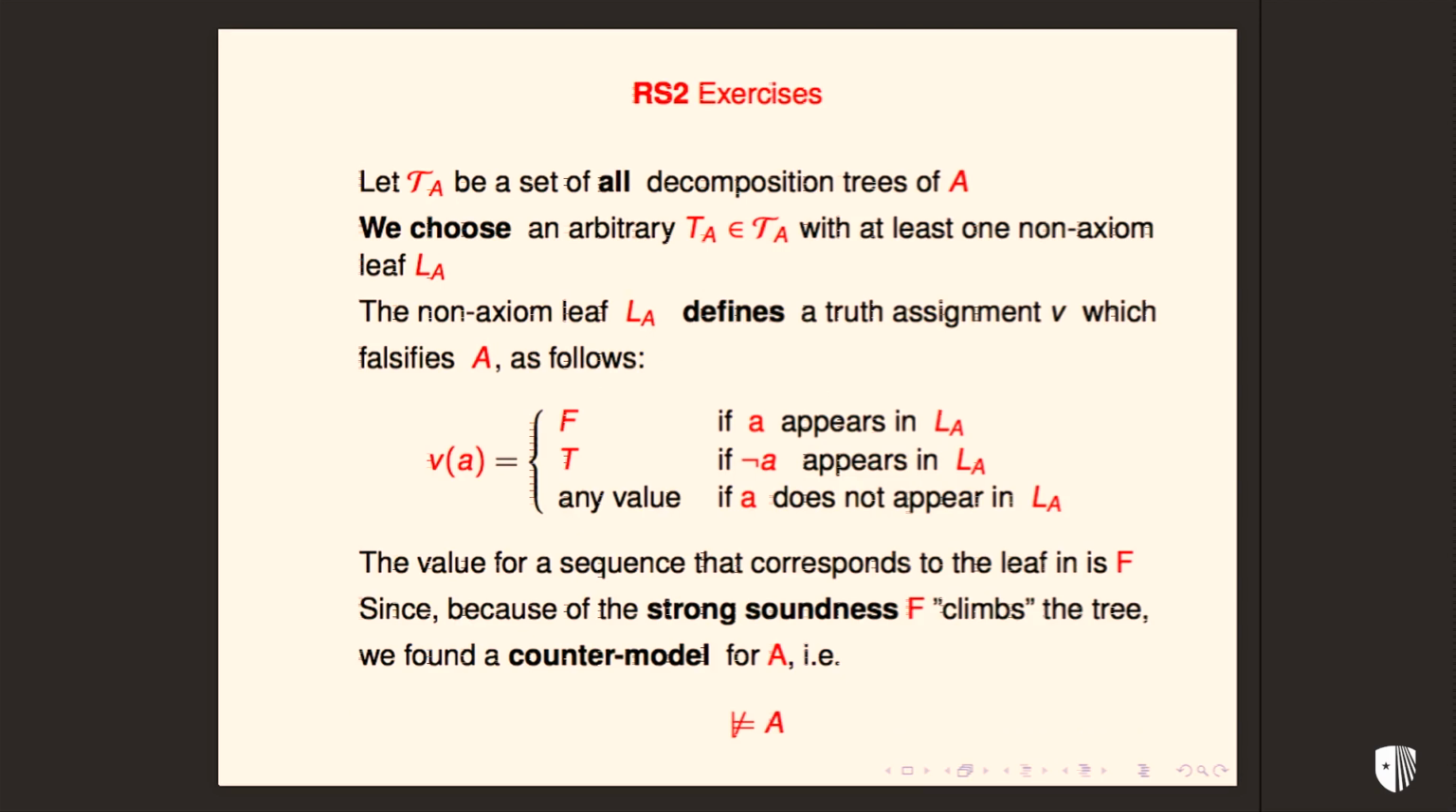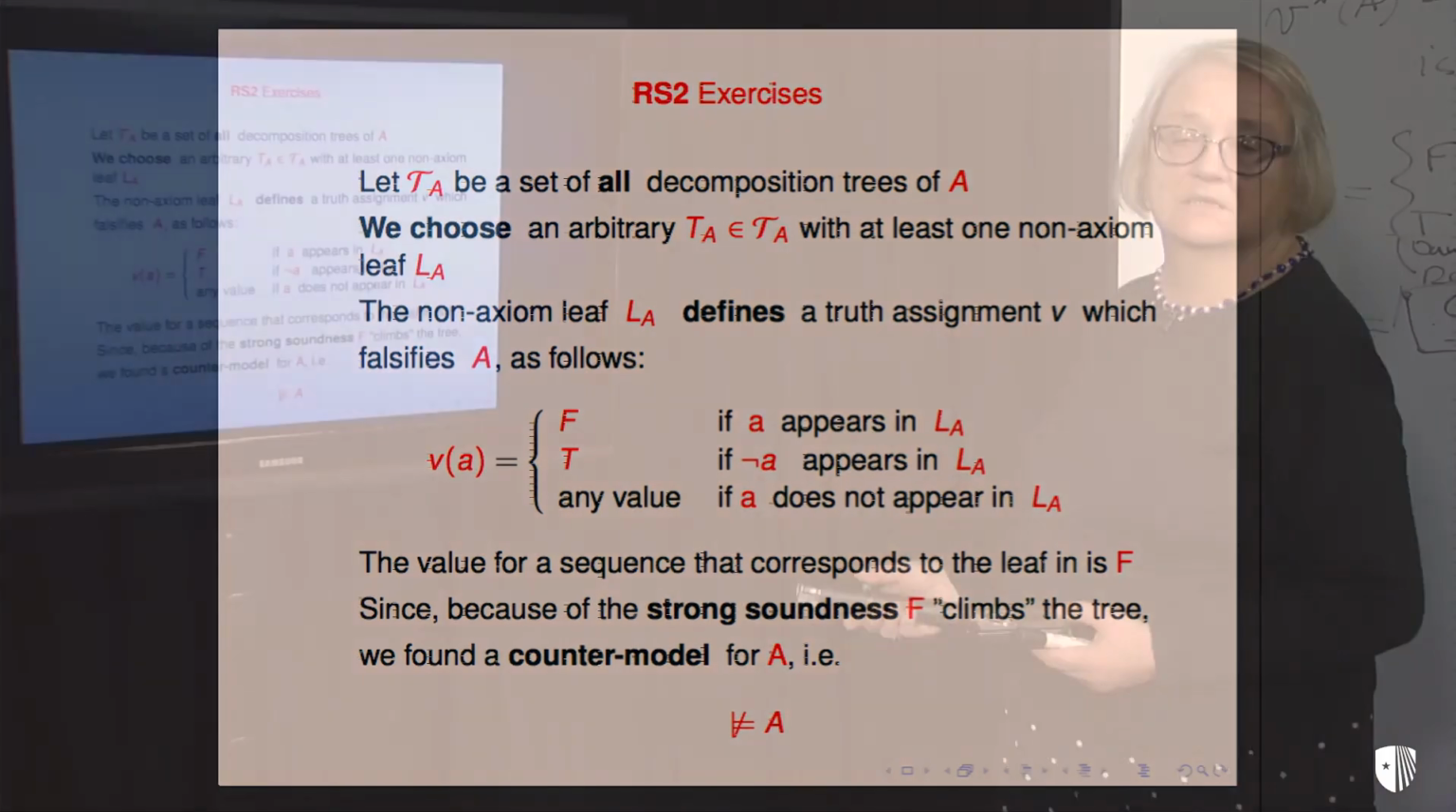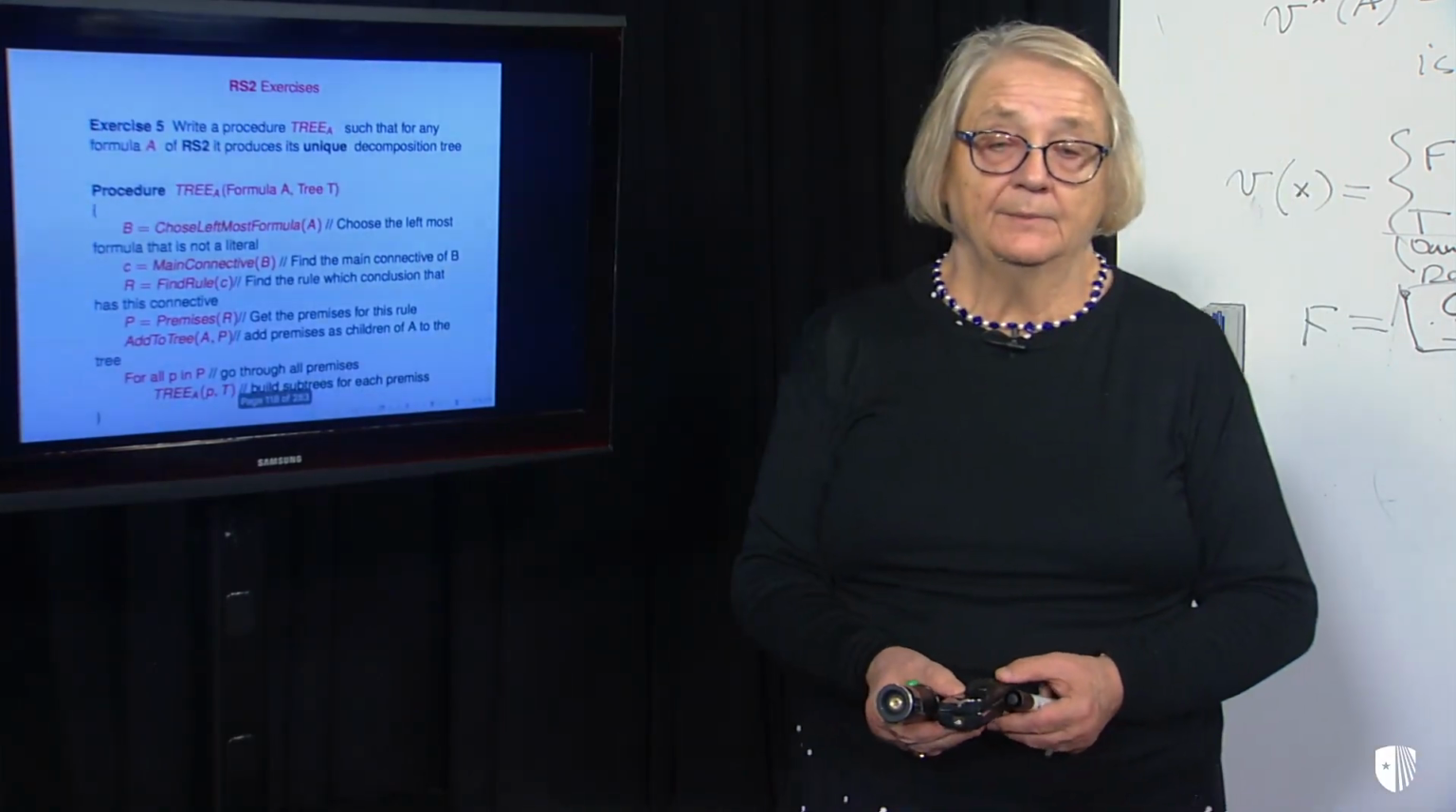And then, what does it mean? Let T be the set of all decomposition trees, and we can choose only one. You need only one counter model. So from all decomposition trees, you choose one arbitrarily with at least one non-axiom leaf, and you define exactly the same counter model as we did before.